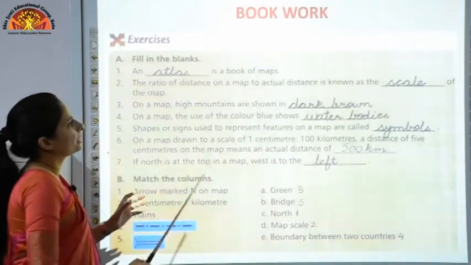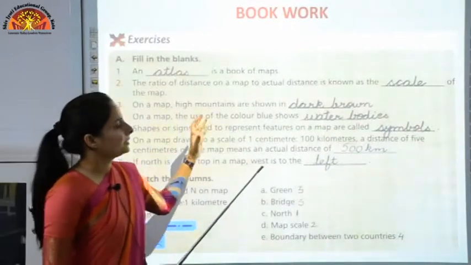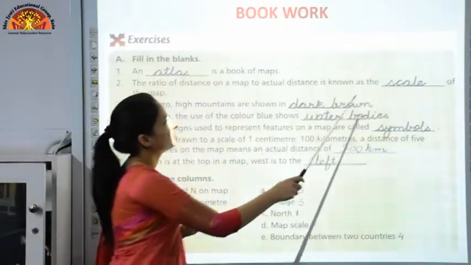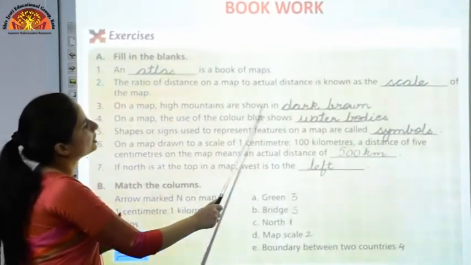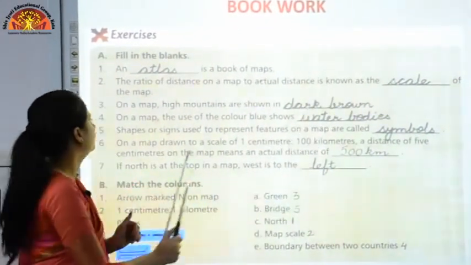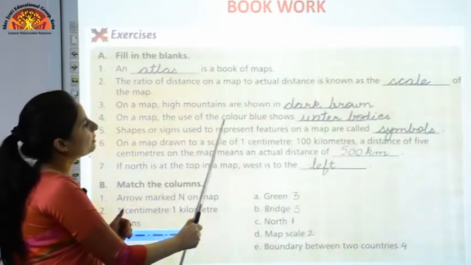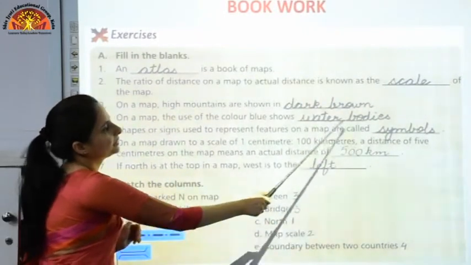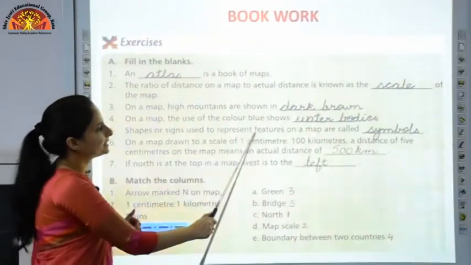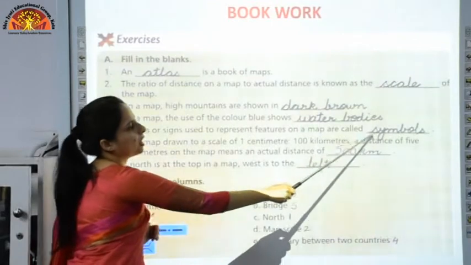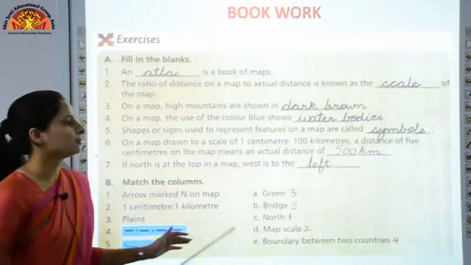The distance between the map and the place shown on the ground is shown by the scale of a map. On a map, high mountains are shown in dark brown. On a map, the use of the color blue shows water bodies. Shapes or signs used to represent features on a map are called symbols. That is one of the elements of a map.